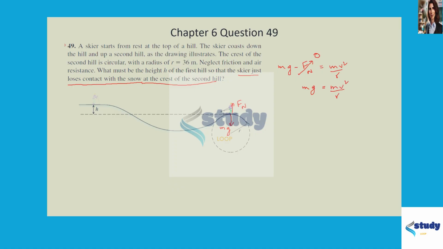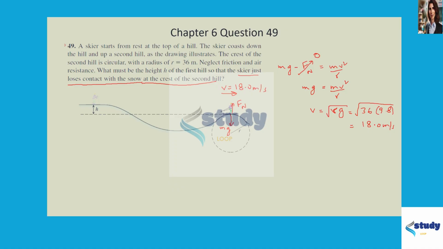And if I solve that equation for v, that comes out to be equal to the square root of rg, and r is 36, g is 9.8, take the square root, so that comes out to be 18.0 meters per second.